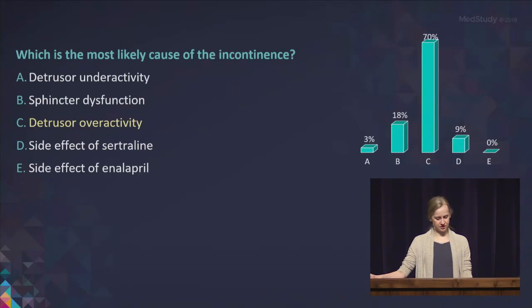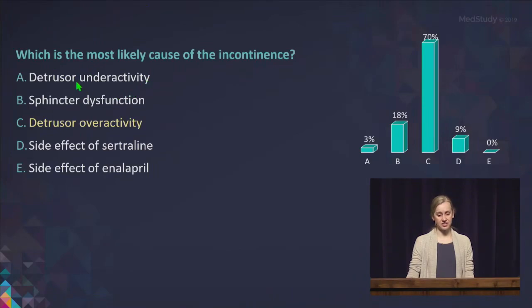Good. So detrusor overactivity. So this is urge incontinence, right? So the detrusor is pushing out the urine before she's ready for it. The second one that you guys chose was sphincter dysfunction. So this is stress incontinence. So the difference here is that she would be leaking urine when she coughs without having to try to get to the bathroom, right? Detrusor underactivity is also a good guess, right?